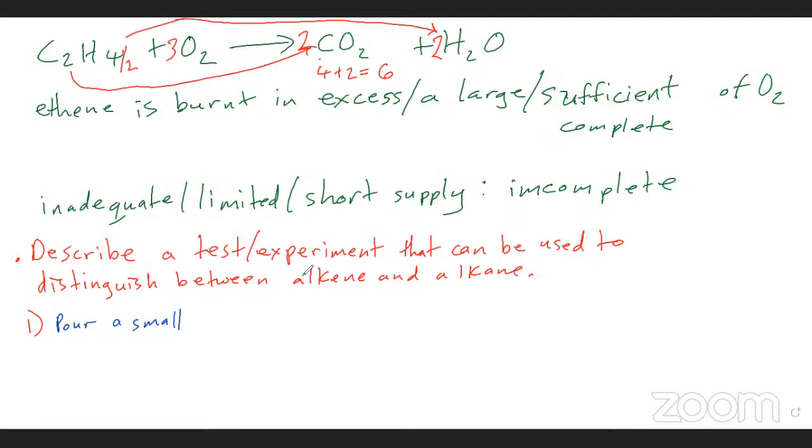If they ask you to describe a test or an experiment, this is what you will say. You can say pour a small amount, or if you want to be specific, you can say pour 1 milliliter. You can choose to say a small amount, or you can be specific and say pour 1 milliliter.